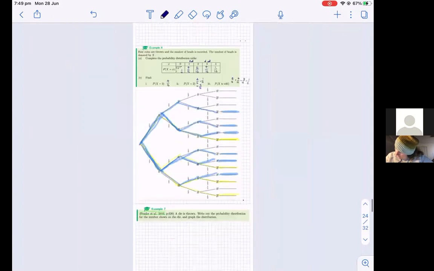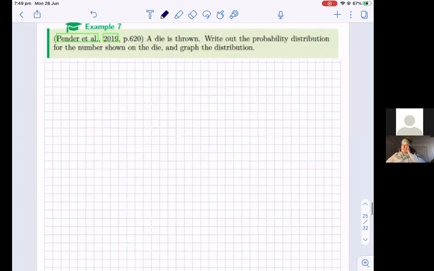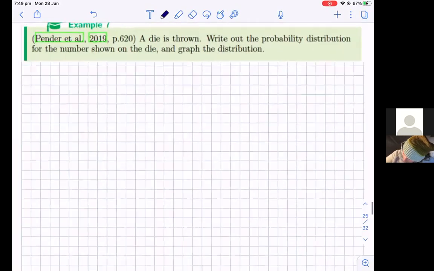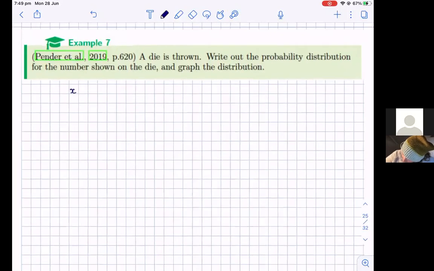Okay. A die is thrown. Write out the probability distribution for the number shown on the die and graph the distribution. So we've got X, we've got the probability that the number we roll is equal to that. Now we could roll a 1, 2, 3, 4, 5, 6. Probability for each of these is just going to be 1/6.